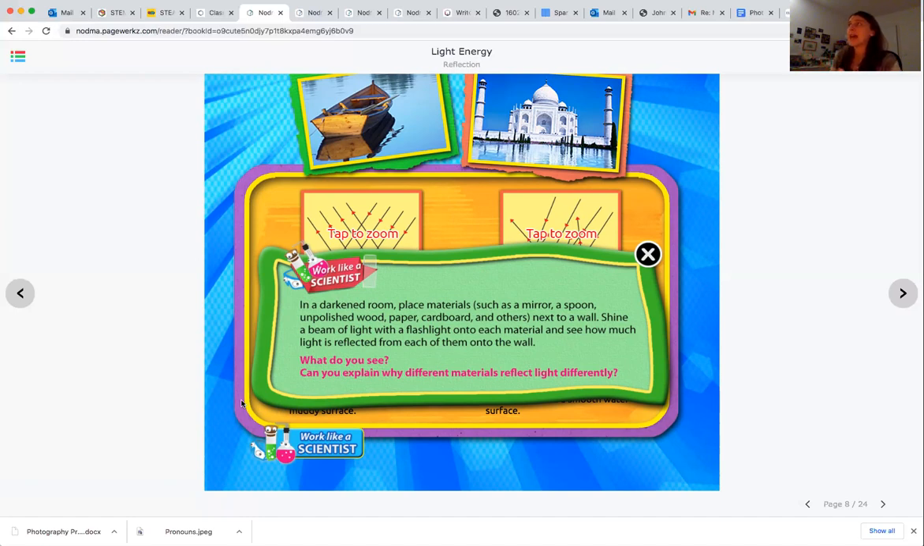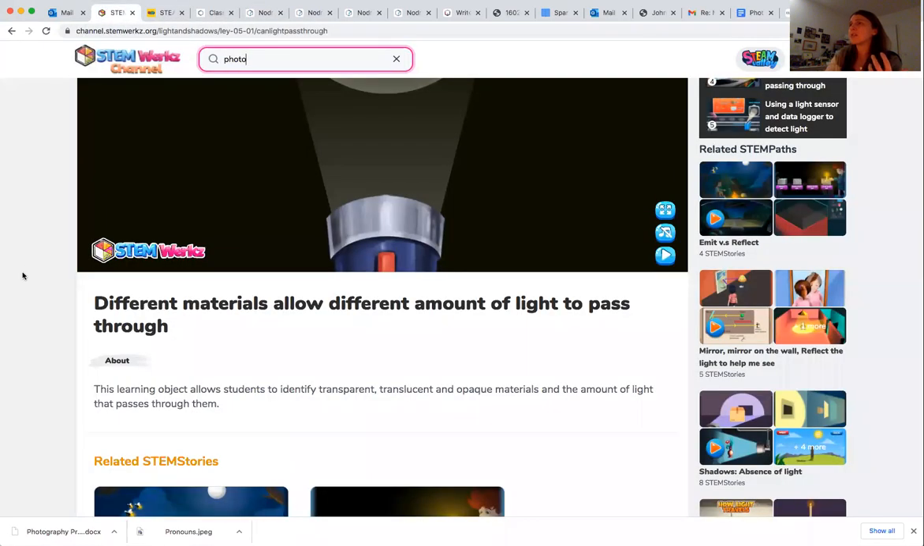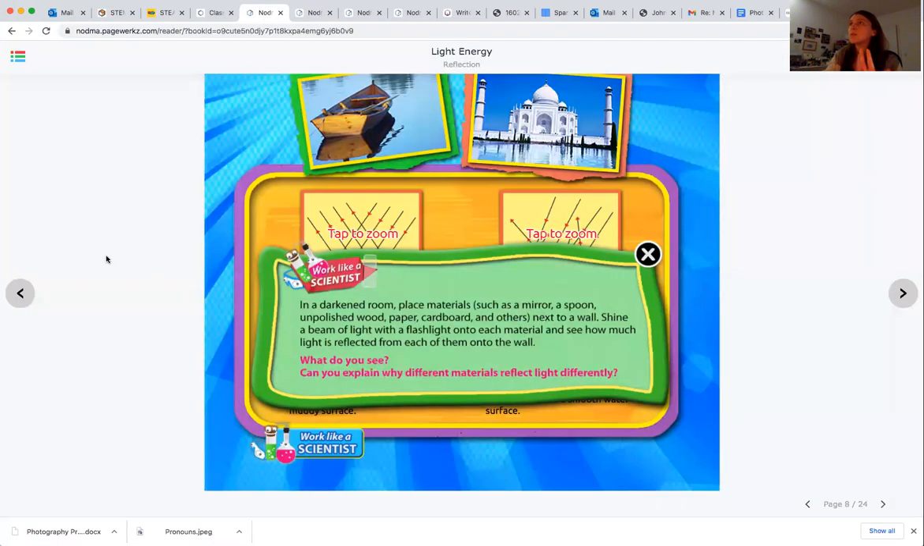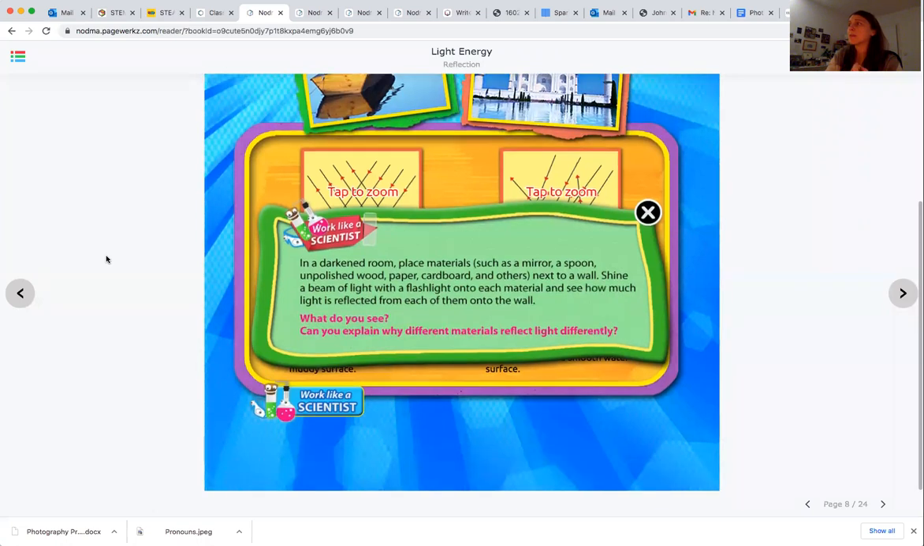So I'm just going to end it there, but I hope that gives a little bit more of an idea of how you can also use NODMA in combination with the STEMWerkz channel, as we talked about today, because I know that one of the needs that you specifically said is how to bring it out so that, as you're already using the 3D projects within the class, what are the kind of projects that these resources can bring them to.